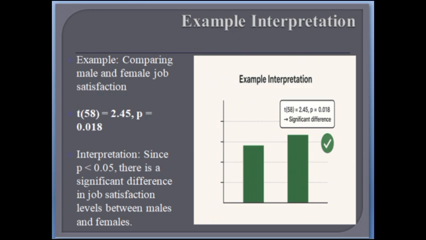Always mention what this means in real world terms, not just statistical terms.